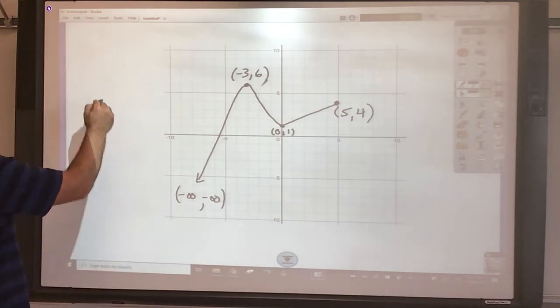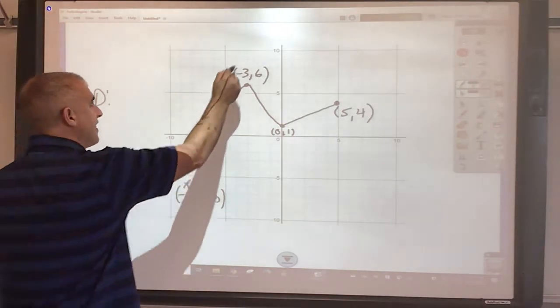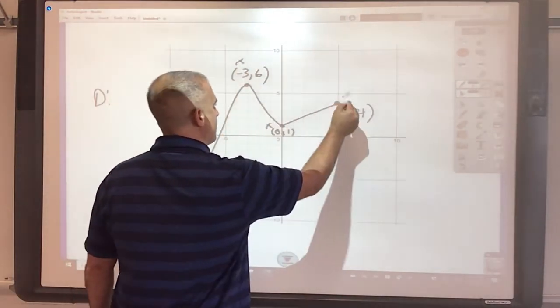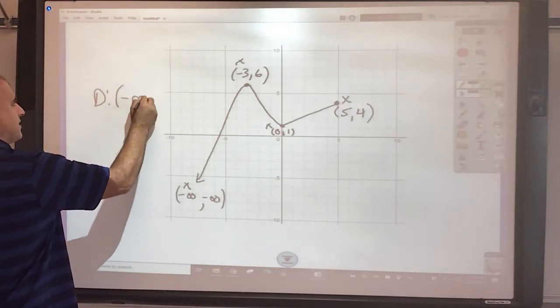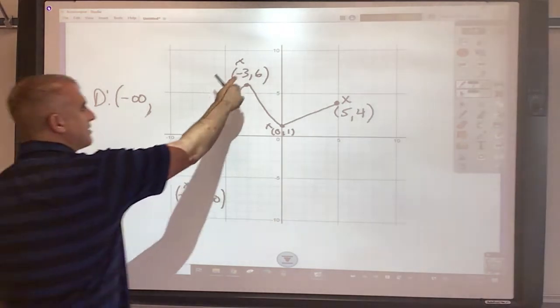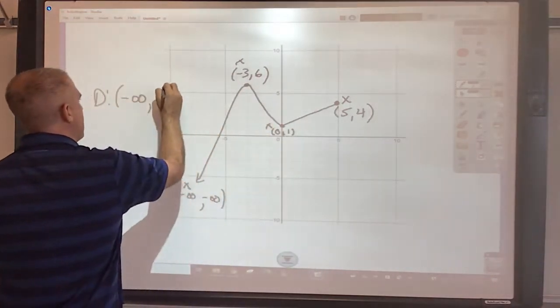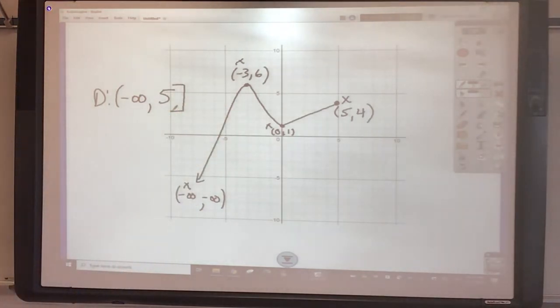So when I find the domain, I look at all the x values and figure out which one's the smallest. That is negative infinity. We talked about this last time with interval notation. When you got an infinity, it's got the curve. The biggest x value is 5, and since 5 is a closed point, I put a bracket like that.